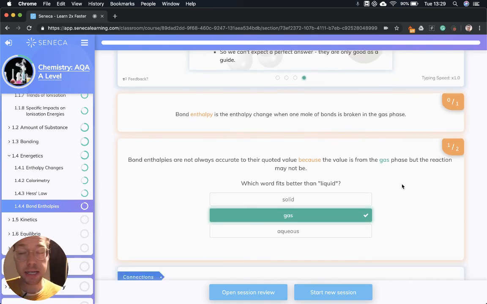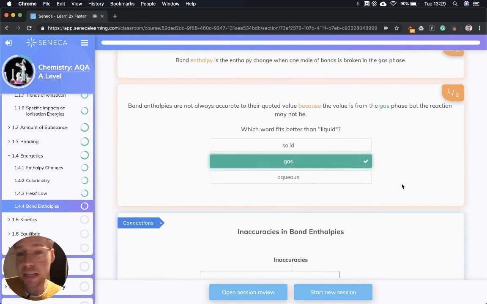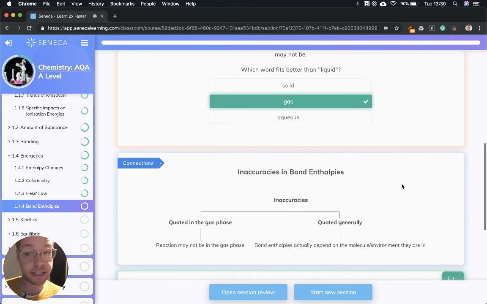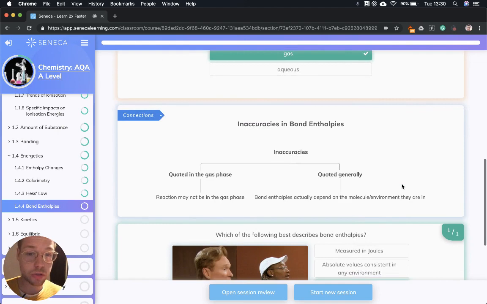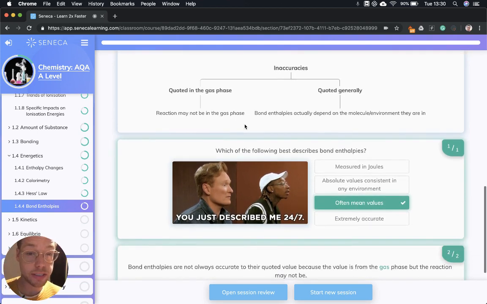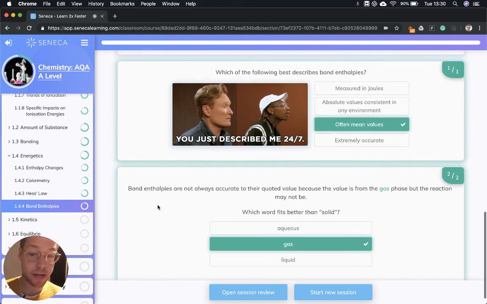Right, let's consolidate a little bit what we've covered. They're not always accurate because they're quoted values. They're not always accurate because the value is taken from the gaseous phase, and our reaction might be happening in a liquid or solid or something like that. So we measure bond enthalpies in the gaseous phase. So two important inaccuracies: bond enthalpies are quoted in the gaseous phase and they are quoted generally. Remember, they are mean values.